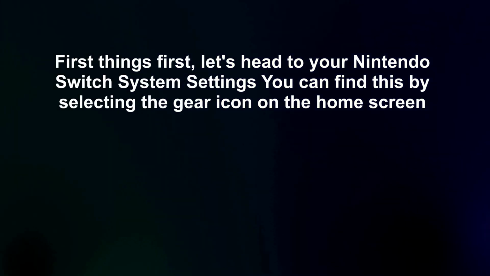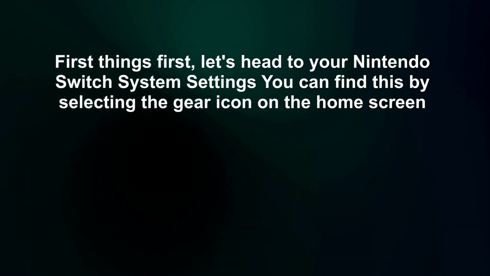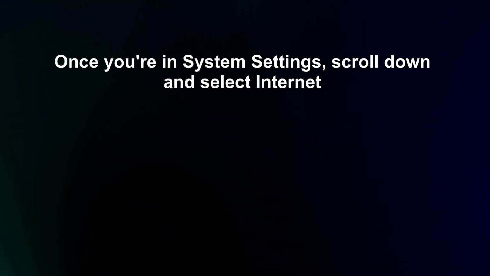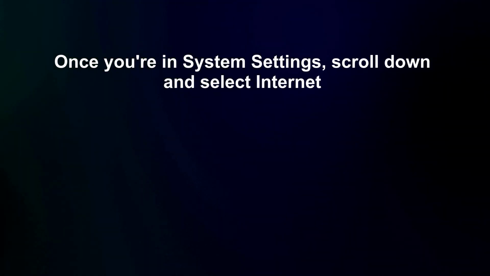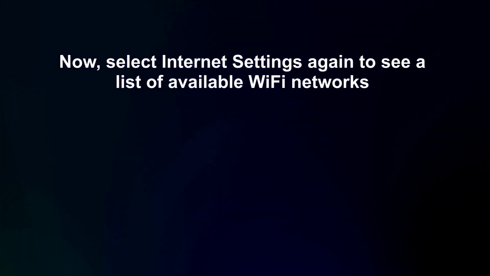First things first, let's head to your Nintendo Switch system settings. You can find this by selecting the gear icon on the home screen. Once you're in system settings, scroll down and select Internet. Now, select Internet settings again to see a list of available Wi-Fi networks.